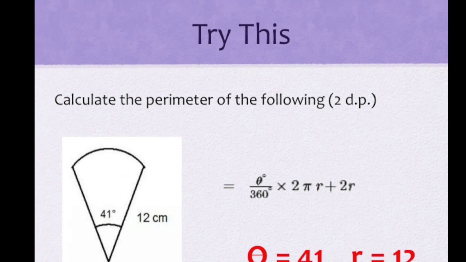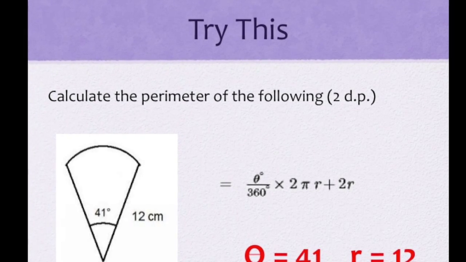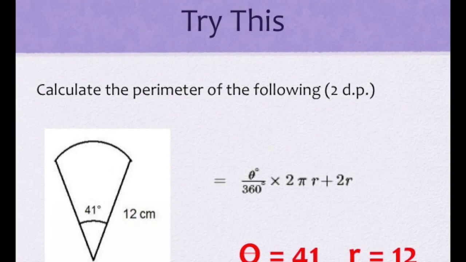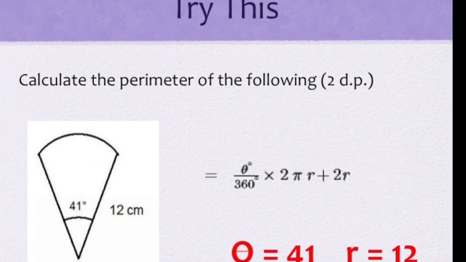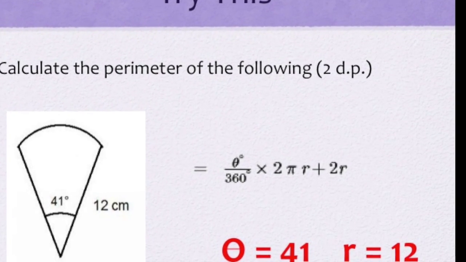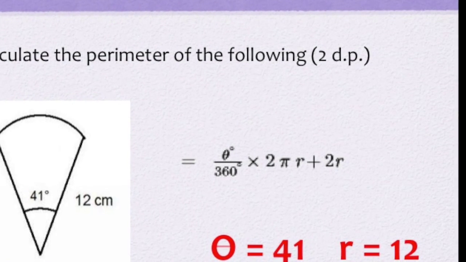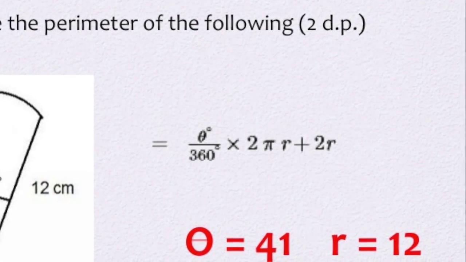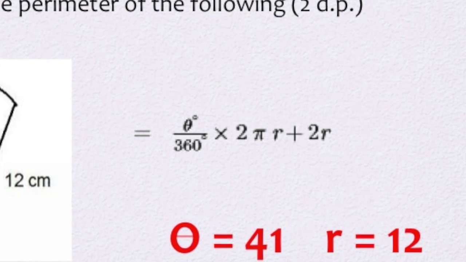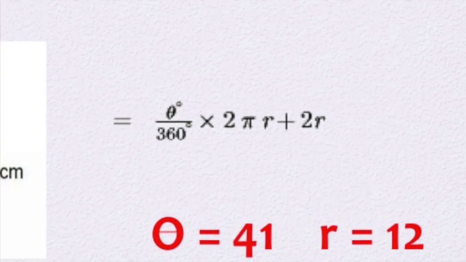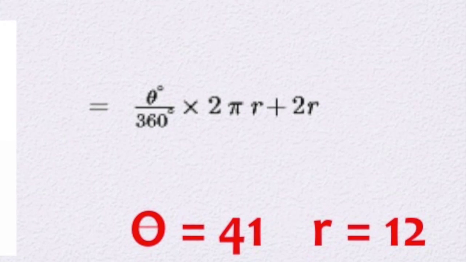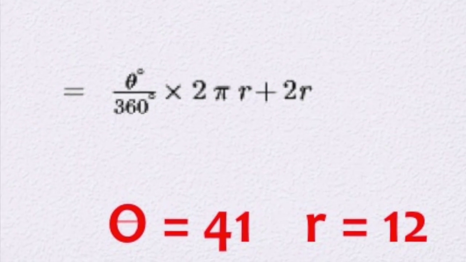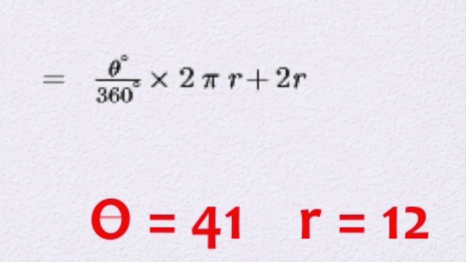I'm hoping that you tried this question before you skip to this slide. So the formula is theta degrees over 360 degrees multiplied by 2 pi r plus 2r. Theta in this case is 41 degrees and the radius is 12 centimeters. Try substituting into the formula and pressing equals and see if you can get the same answer that I did. Pause the video now, please.